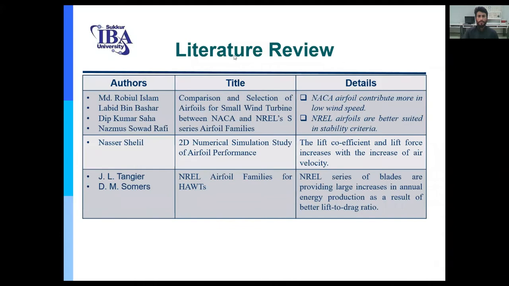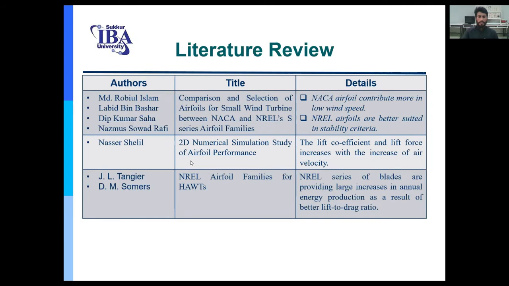This is the literature review we have done throughout this project. The first title is Comparison and Selection of Airfoil for Smart Wind Turbine between NACA and NREL series airfoil families. The detail of this paper is that NACA airfoils contribute more in low wind speed, which we observed in this project also. And NREL airfoils are better suited in stability criteria. We also observed this statement in our project.